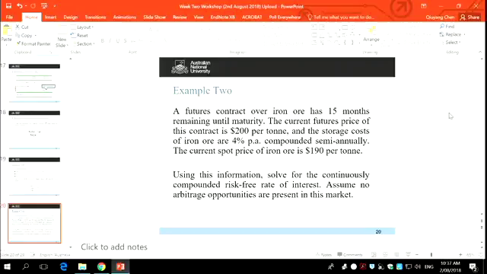Okay, so let's work through another example in a situation which incurs storage cost. A futures contract over iron ore has 15 months remaining until maturity. The current futures price of this contract is $200 per ton, and the storage cost of the iron ore is 4% per annum compounded semi-annually. We also happen to know the current spot price of the iron ore is $190 per ton. Using this information, solve for the continuously compounded risk-free rate of interest. We are also told this market is very efficient, and there are no arbitrage opportunities.